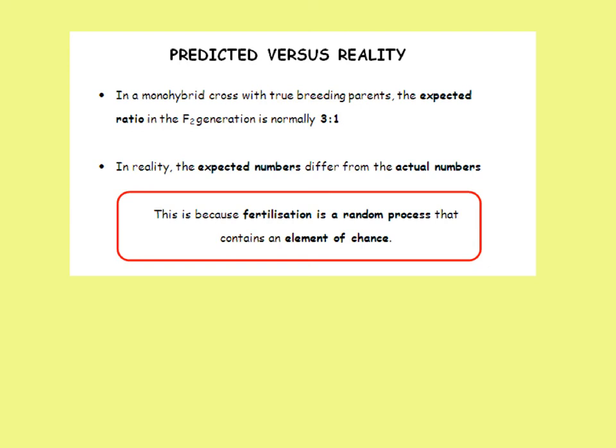Now, I've got here a predicted versus the reality. The thing is that I've said that you get this expected ratio of 3:1. In actual fact, in reality, the expected numbers can differ from the actual numbers, and that is because fertilisation is a random process and it's got an element of chance. So you don't always get the 3-to-1 ratio exactly. When Mendel did his experiments, he did them with huge numbers of plants, and so the more crosses that you do, the more likely you are to get that actual number.